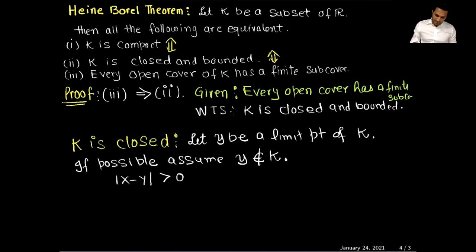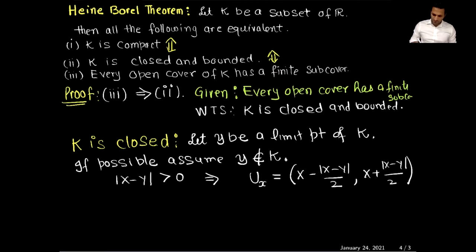And now we will basically consider an open set U_x, this time (x minus y) divided by 2. They will take half the distance between x and y, then x plus or minus that, divided by 2. So actually, let me show you in a picture.